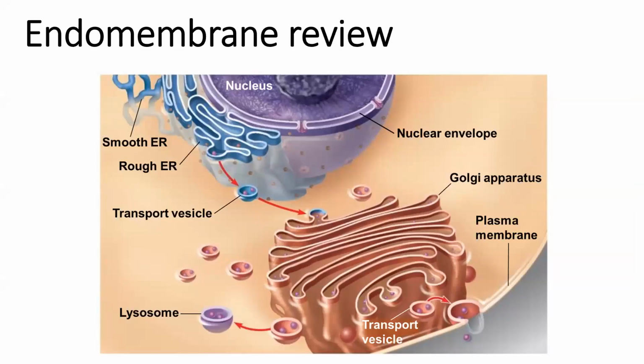All right, if you look at the endomembrane review, you start off with the nucleus with a nucleolus, then you go to the rough ER, then the smooth ER, then you have a transport vesicle, which takes you to the Golgi complex. From the Golgi complex, it's transported to whatever location it needs. Or if it's outlived its usefulness, you have the amazing lysosome to pick it up and get rid of it.